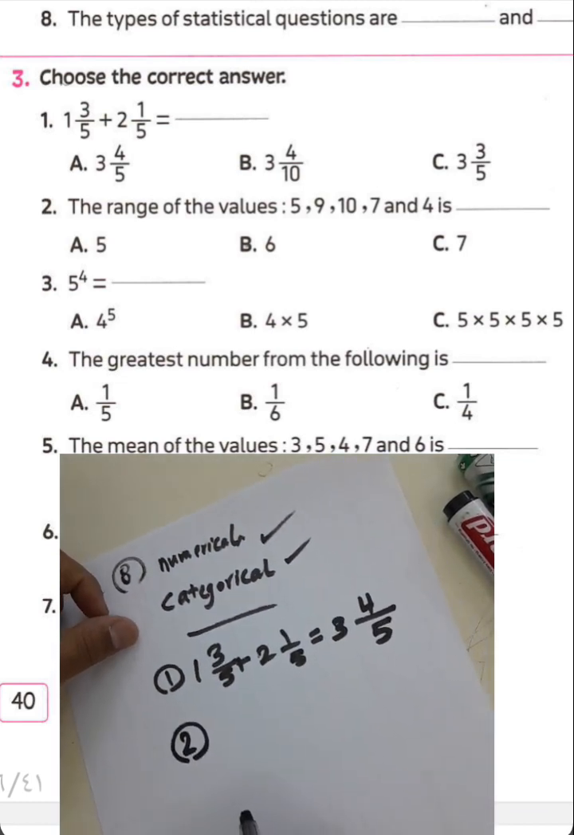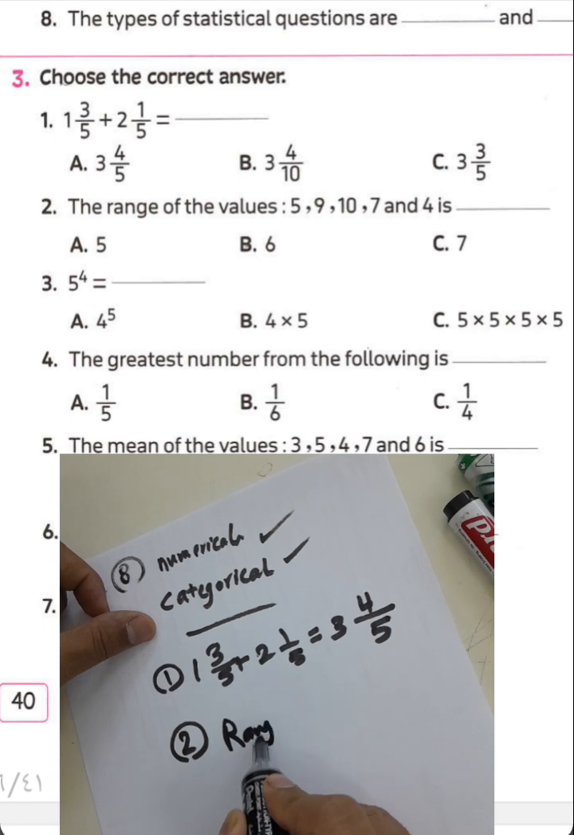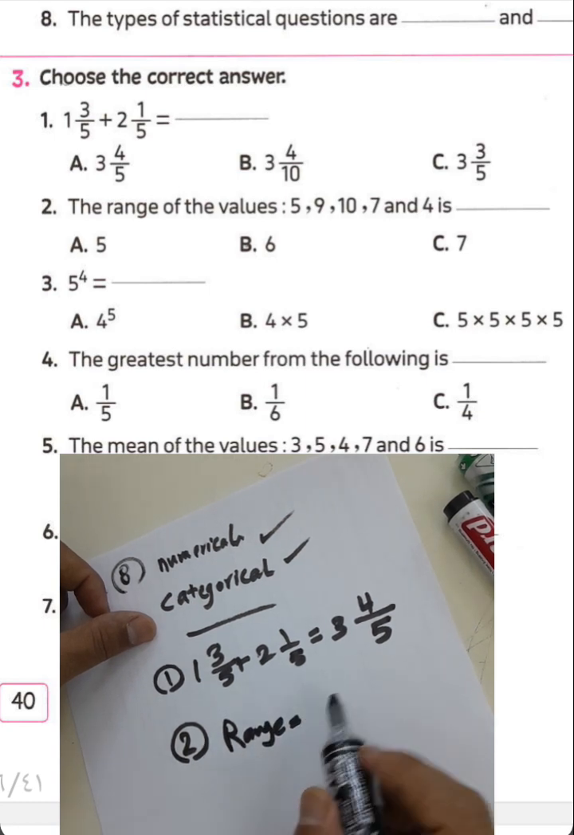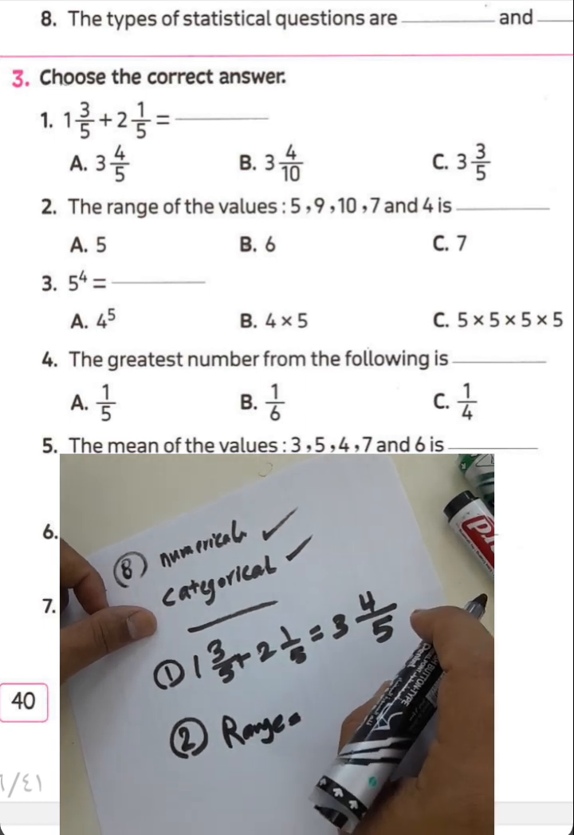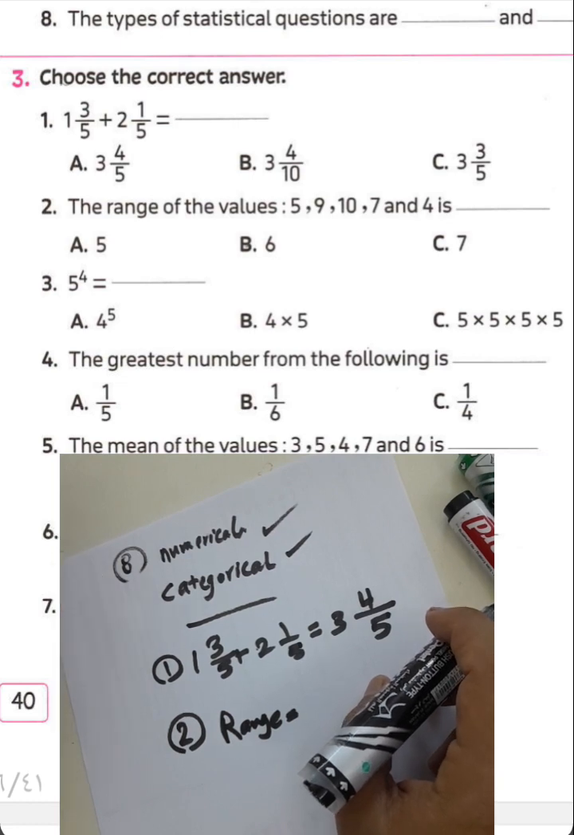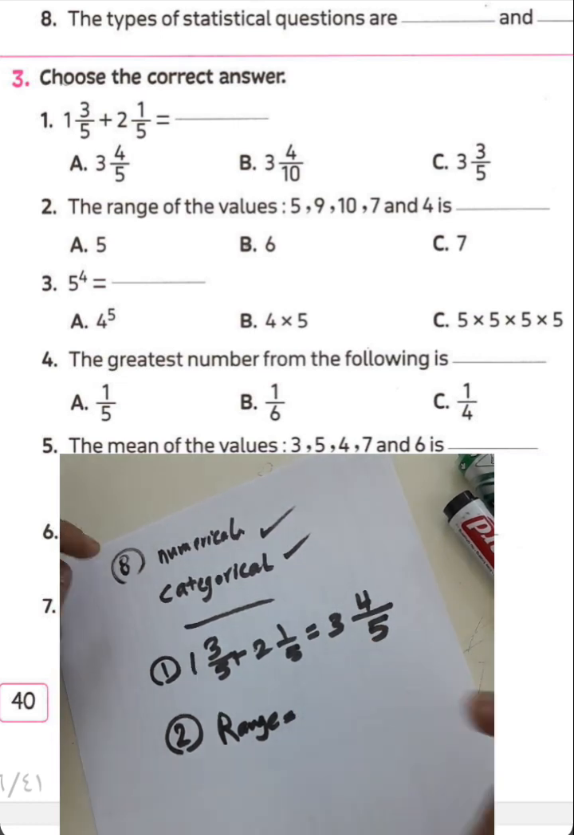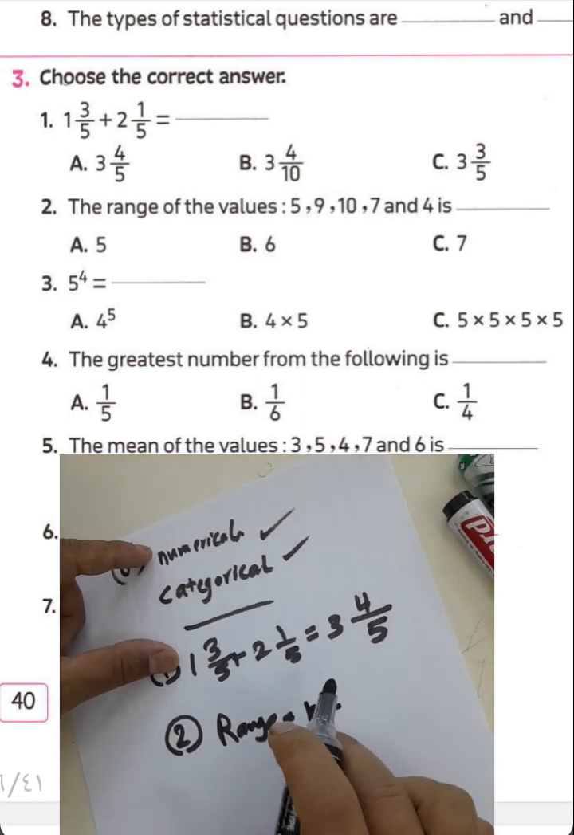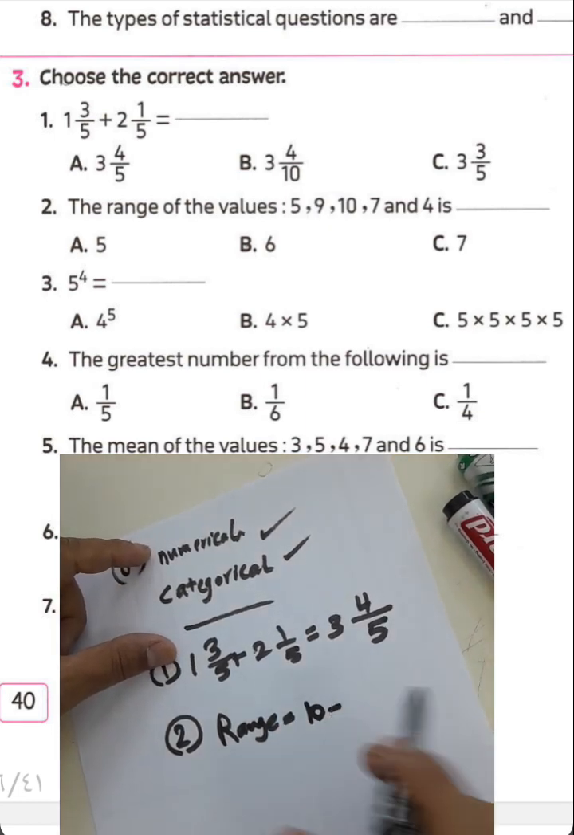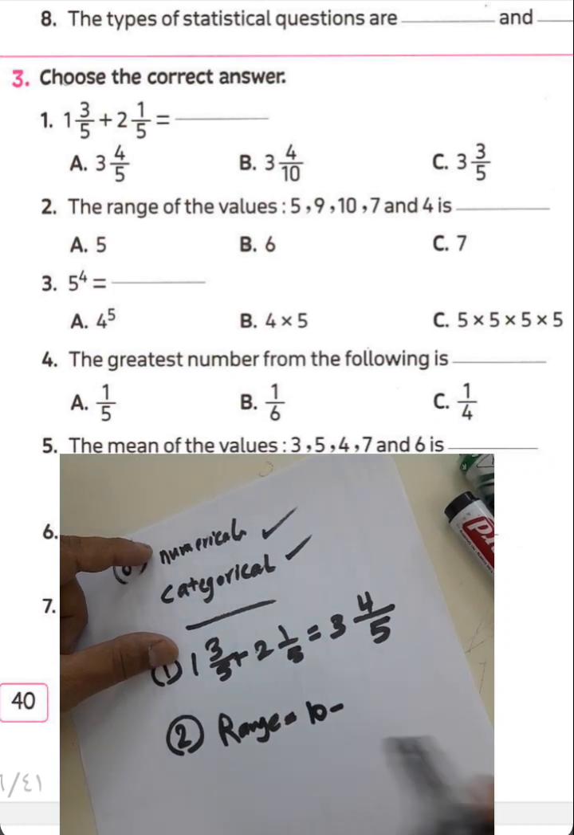Question number 2. The range of the values 5, 9, 10, 7, 4. We can find the range. Write the greatest number, subtract the smallest number. Or we can write here 10, the greatest value. Smallest value here 4. 10 minus 4 equals 6.